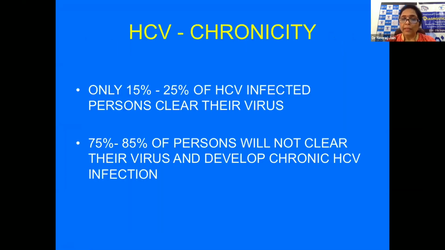Unlike hepatitis B, where in adulthood 90 to 95% of people clear the virus, in HCV, contrarily, only about 25 to 50% of infected people clear this virus. So the chronicity rate is very high, almost to the tune of 85%.